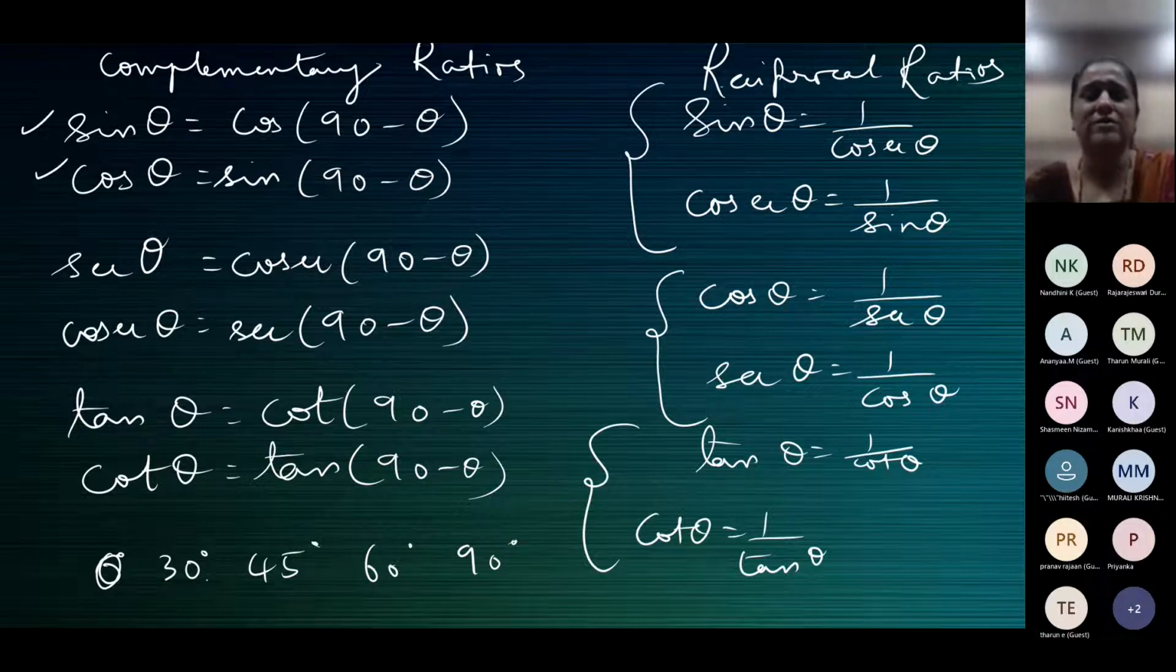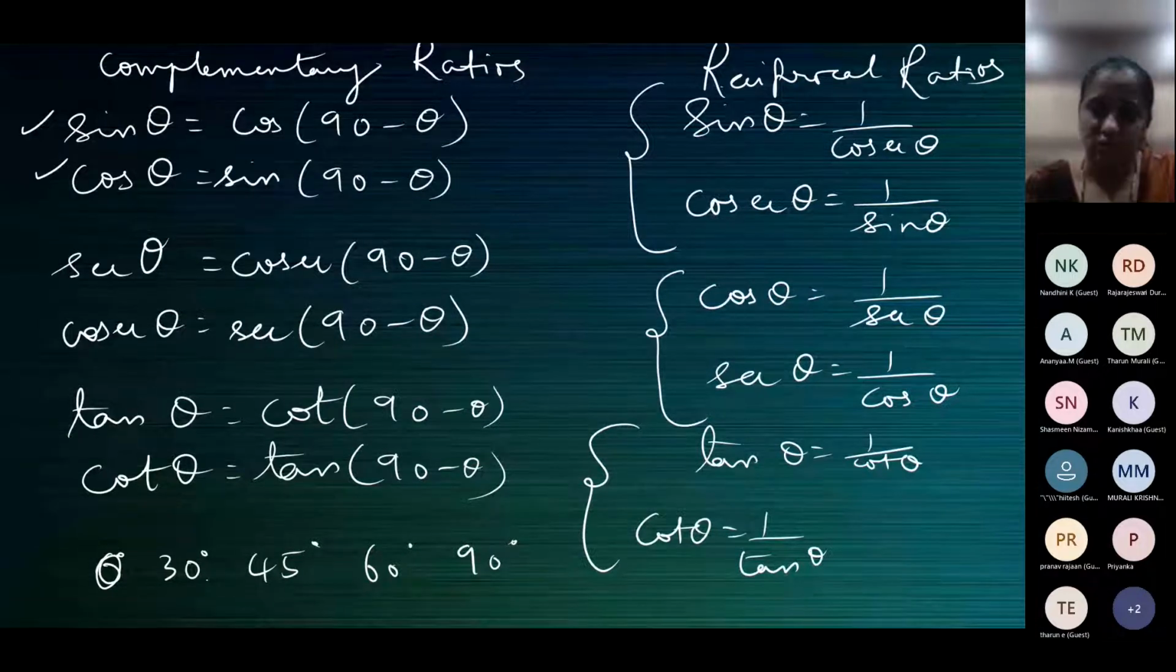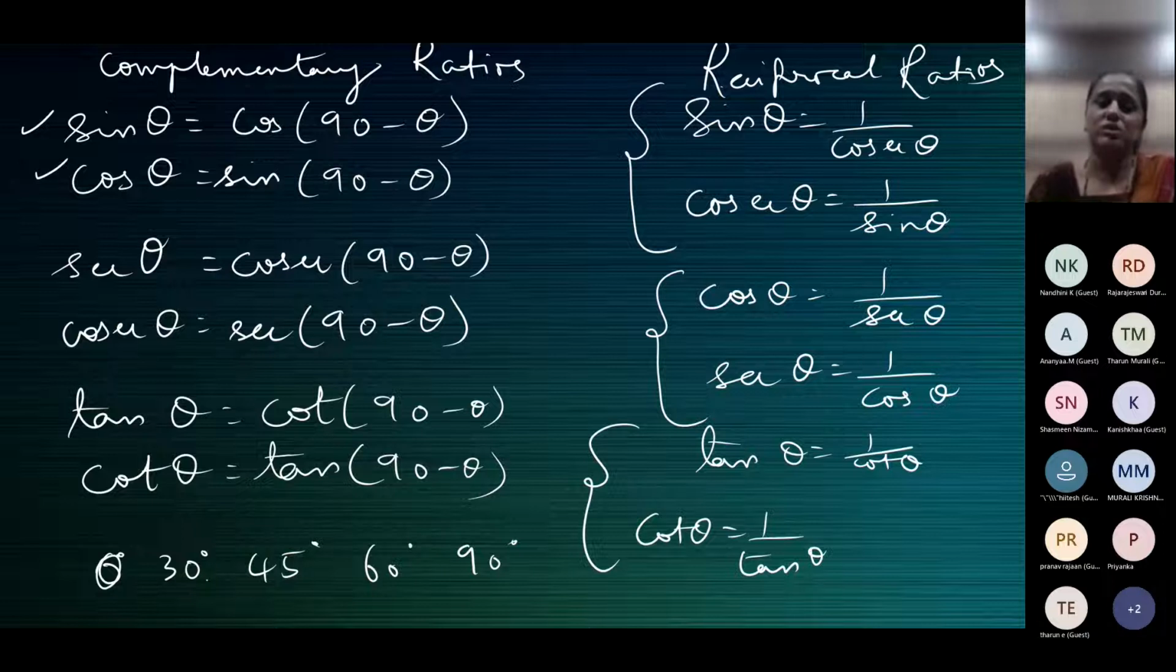So you can see the chapter in 4 parts. One part where we use the values in the table to answer the questions. And then the second part, complementary ratios. Then the third part, reciprocal ratios. And finally, the identities. Okay, so now I just want you to have an idea about the whole chapter, a glimpse of the whole chapter.